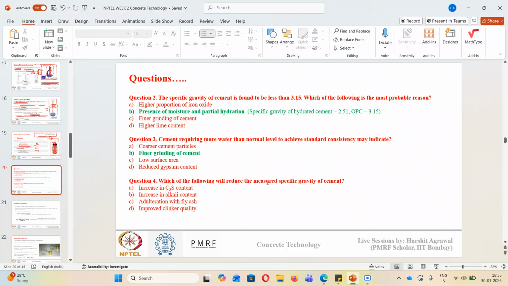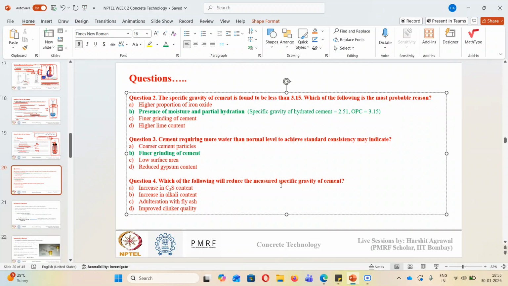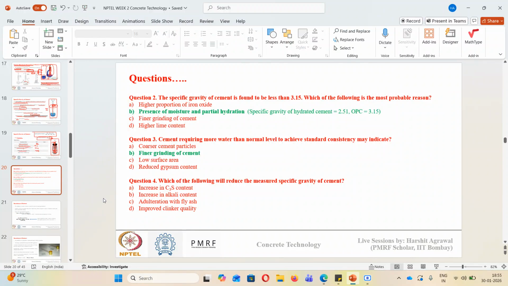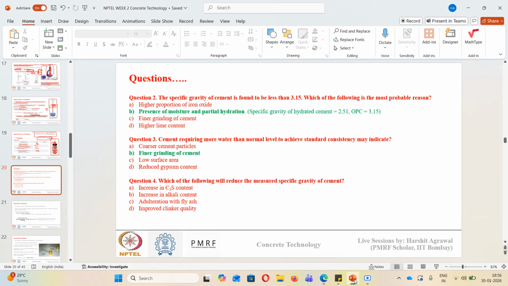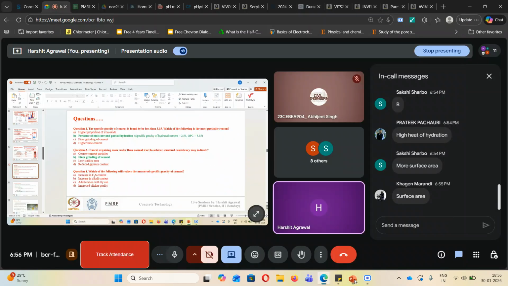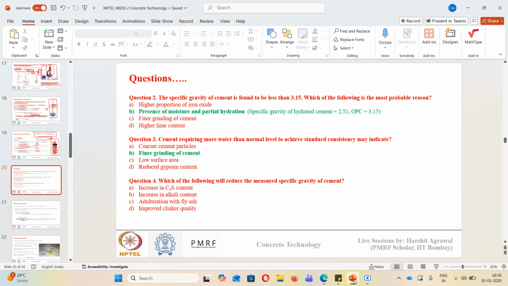Question number 4. Which of the following will reduce the measured specific gravity of cement? This is another question, about what will reduce the specific gravity of cement, with four different options. Can anyone tell me which is the correct option here? Any guesses which option will be correct?